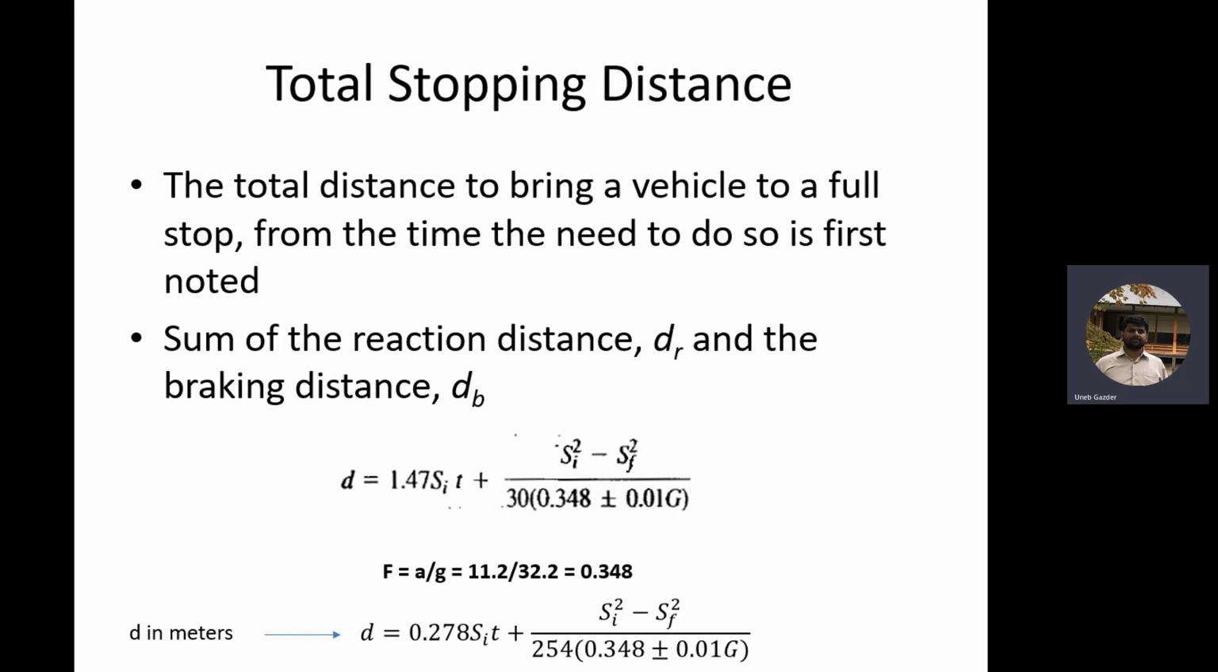T is, you remember I showed you a table with perception reaction times for different situations, right? So normally perception reaction time is taken as 2.5 seconds for normal conditions. You can go back and you will see that 2.5 seconds. So T is normally 2.5 seconds unless it is mentioned otherwise. So T is 2.5 seconds, S_i is 65, and you are calculating the final speed. Anything else should I change here?